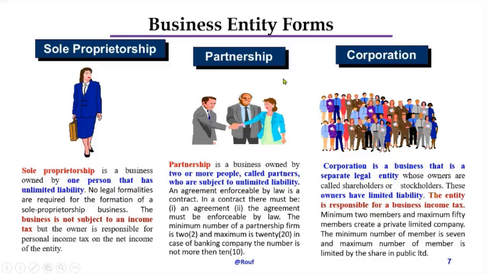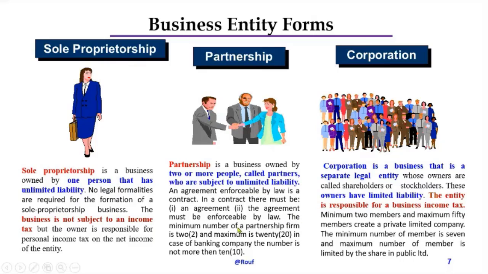Second, partnership business. Partnership is a business owned by two or more people called partners who are subject to unlimited liability. An agreement enforceable by law is a contract. In a contract, there must be number one, an agreement. Number two, the agreement must be enforceable by law.